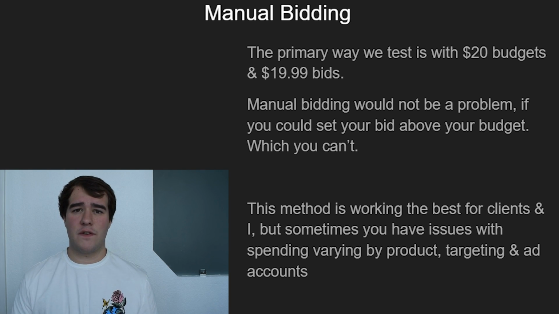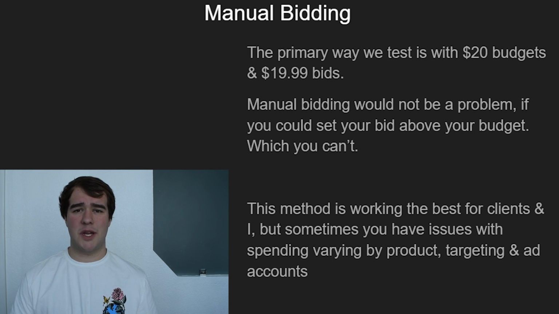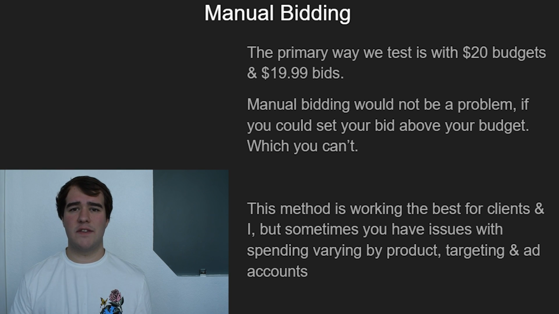Obviously so far this method has worked the best for myself and clients, but with the spending issues starting to come up, it's getting really, really annoying. And it's not even a consistent spending issue that we can easily solve. It varies per product. It varies per interest. I've seen different interests spending and different interests not spending, even varying per ad account. I've even seen ad accounts where manual bidding just won't spend no matter what you do.